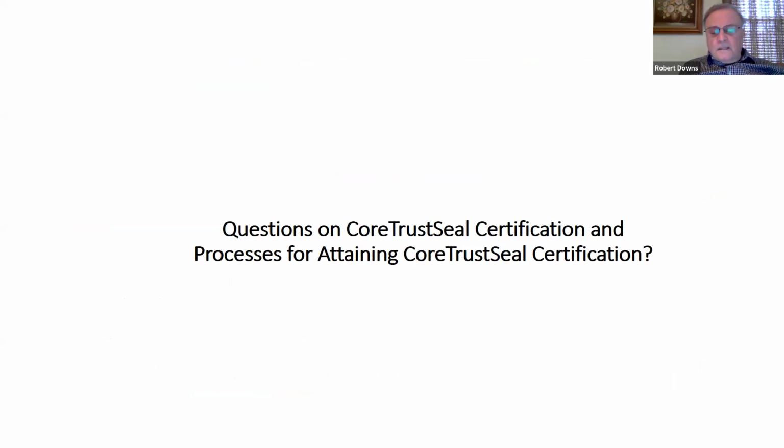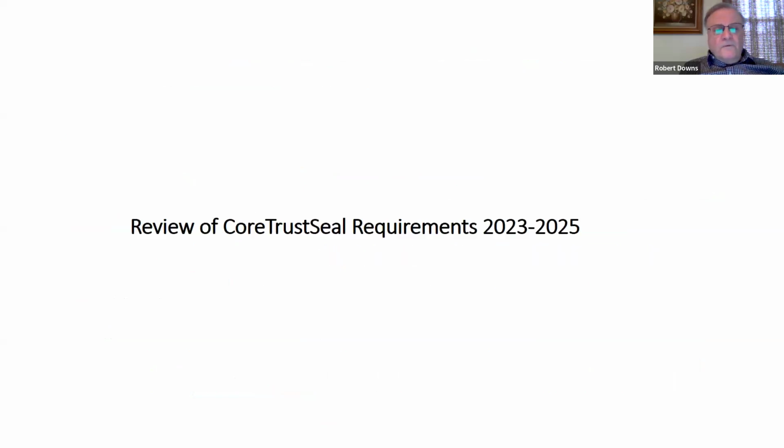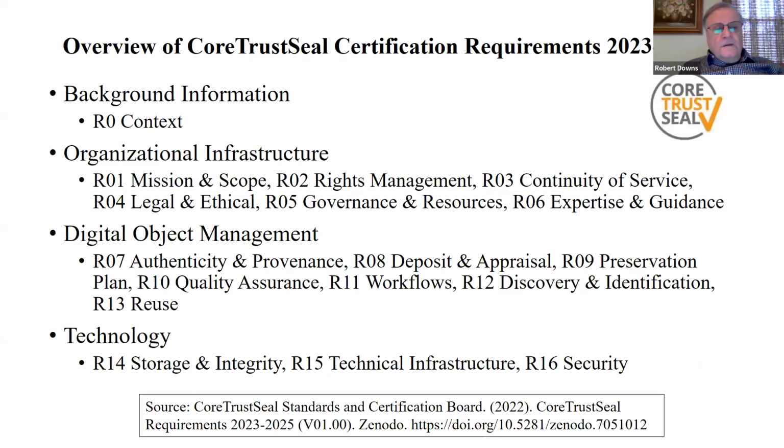And if there are no questions, we're going to move forward and just do a very brief review of all the requirements so that we see them all together. We've talked about the background information where you provide the context in R0. We've been working on the requirements associated with organizational infrastructure. Then we're going to look at the digital object management requirements. And then finally, the requirements that are associated with technology.